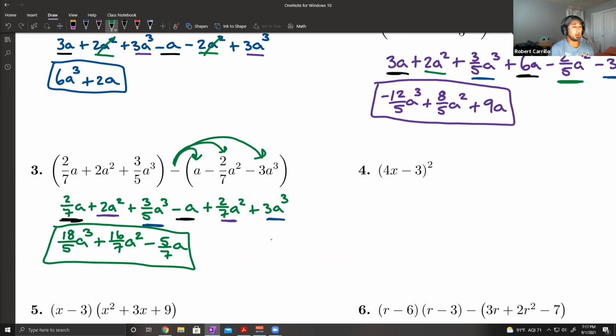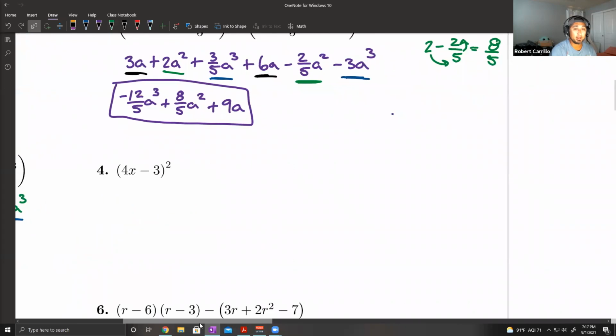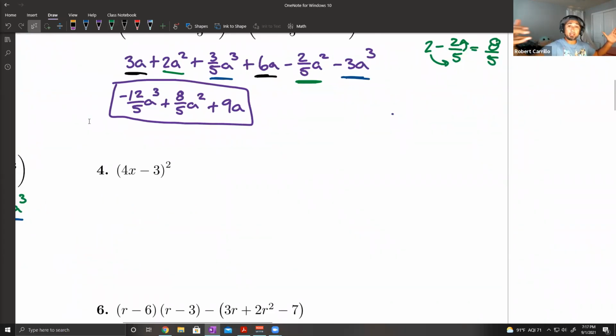Okay. So now on to number 4. We have 4x minus 3 squared. So what we're going to do for number 4 is expand and multiply. 4x minus 3 squared, since it's to the power of 2, means I have 2 copies of what's inside the parentheses. So it can be expanded to 4x minus 3 times 4x minus 3. And we have to expand in order to simplify this. After we expand it, we are going to multiply both of these terms together. And since they're binomials, two-term polynomials, we get to use a special method.